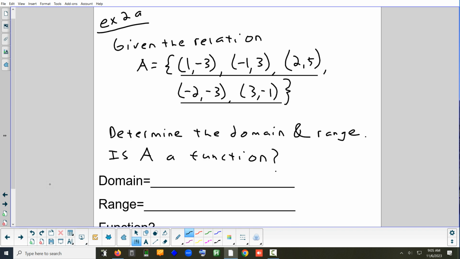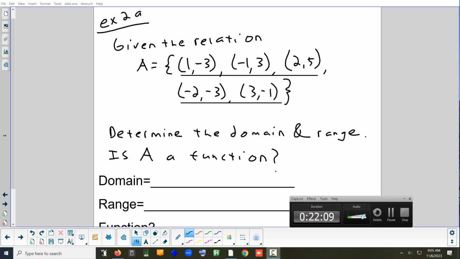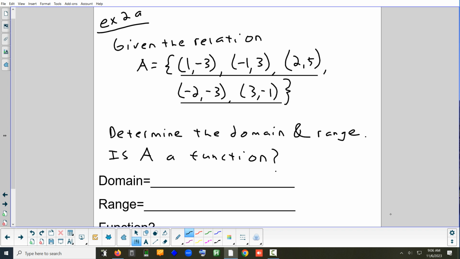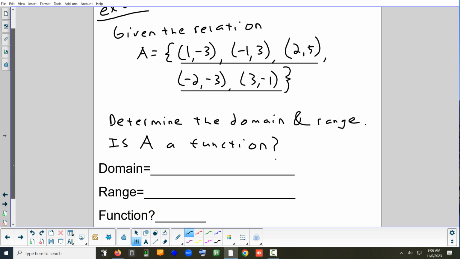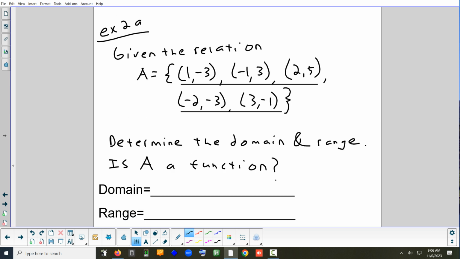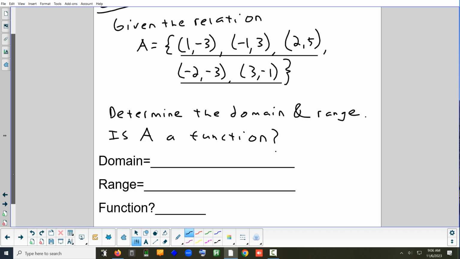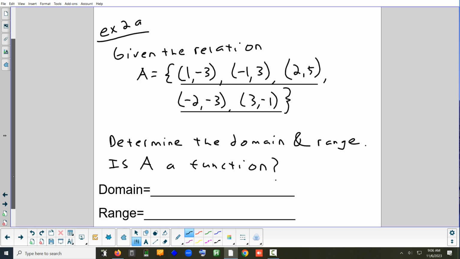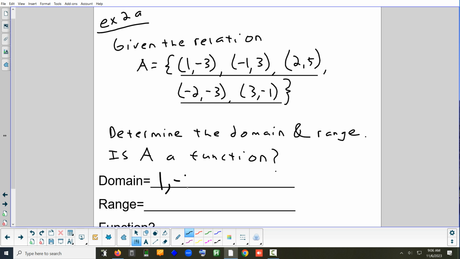Right, let's start with what is the domain? Anybody that could tell me what the domain is? 1, -1, 2, okay, so 1, yep. -1. 2, okay. -2, 3. No, it's all the first coordinates.